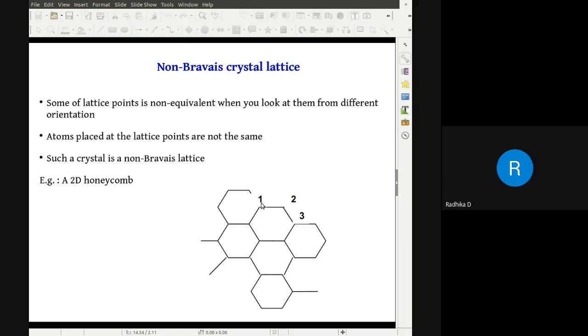If I take a cubic system, the simplest cubic system, whichever direction I see it, I always see a similar cube form, right? But in the case of a honeycomb kind of structure, the non-Bravais, why are we saying non-Bravais? If I look in this direction, I feel it has some kind of structure, but if I look in some other direction, the structure looks different. It will not be equivalent. So this is an example of a non-Bravais lattice.